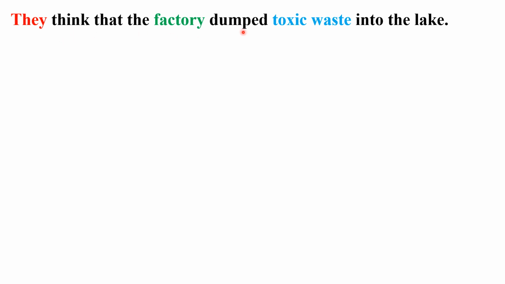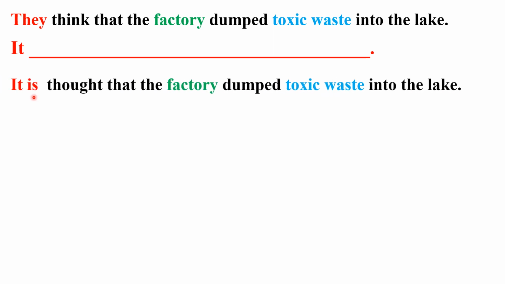Dumped, verb number 2. Sometimes you are asked to start with it. What should you do? It. Passive number 1, no problem. It. Look at the introductory verb. Make passive. So it: think, it is thought. Then write down the that clause. Very easy. It is thought that so and so.